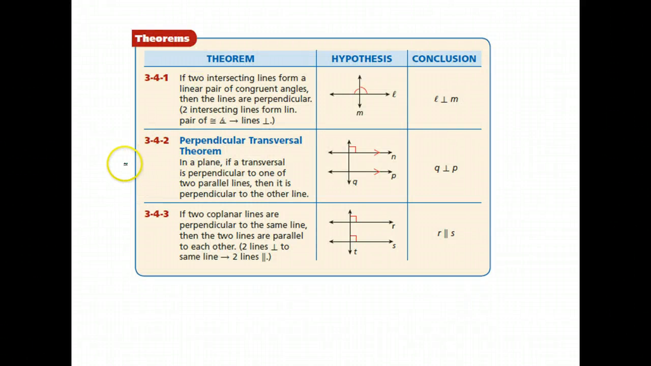Okay, let's take a look at these are the theorems you'll want to have in your notes. These are the theorems that this lesson is based upon. Here's the first one. If two intersecting lines form a linear pair of congruent angles, then the lines are perpendicular.